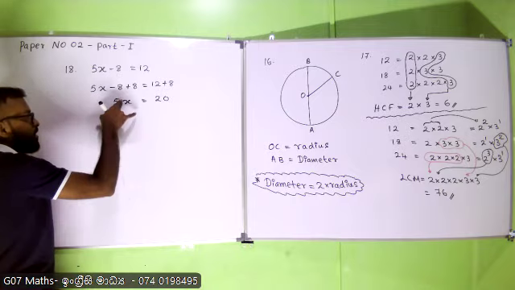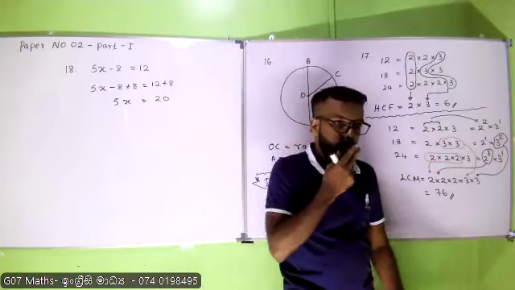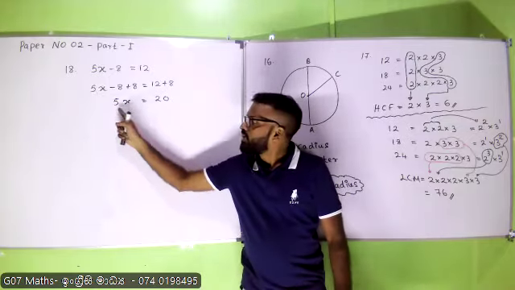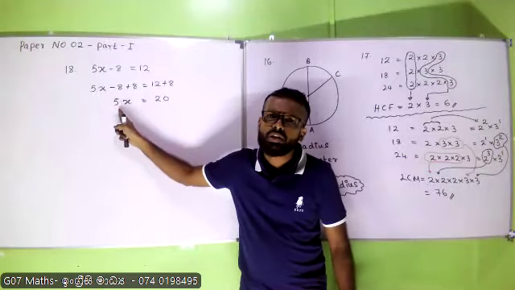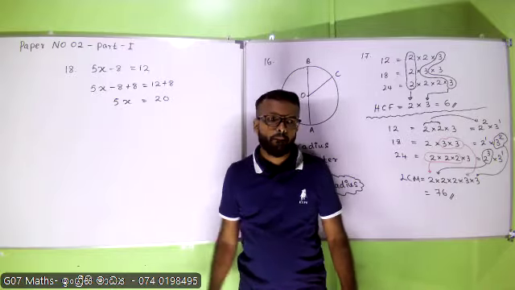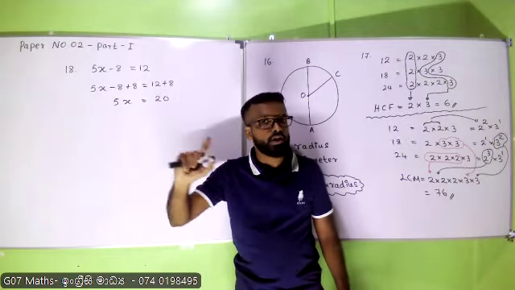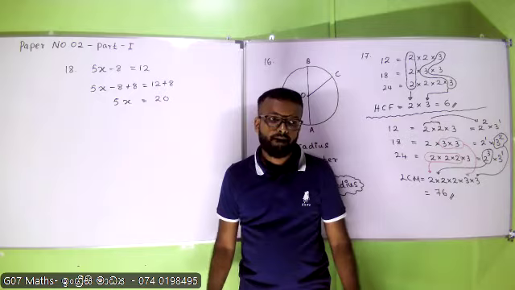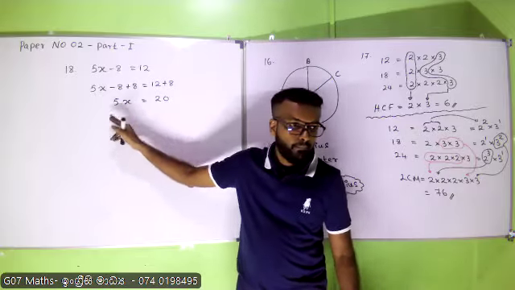Now how are you going to find the value of x? How are you going to remove 5? Yes, superb, dividing. How are you going to read this? Can anyone tell me how to read this? Don't think, tell me how you are going to read it.